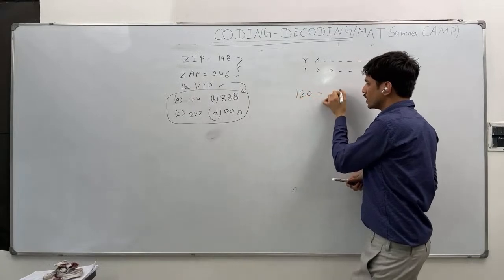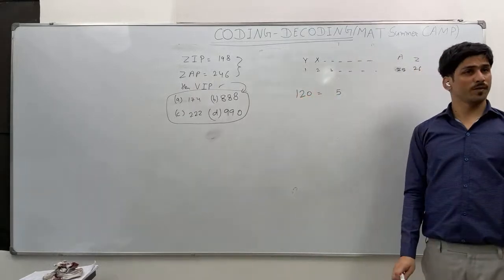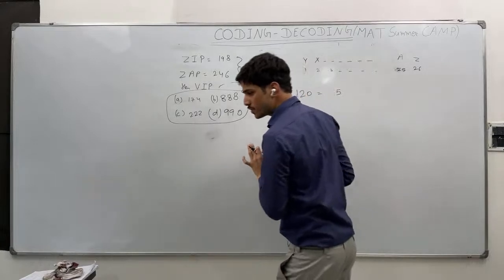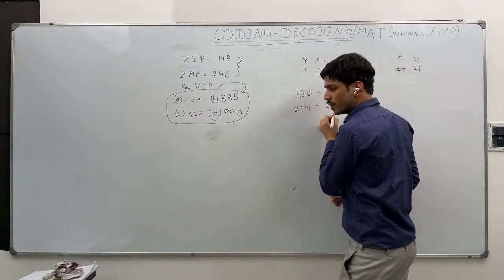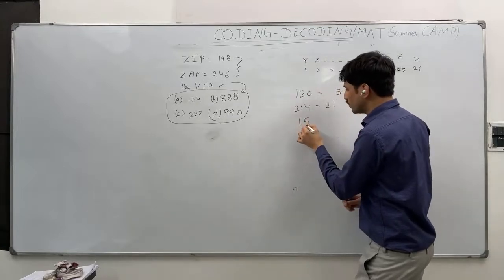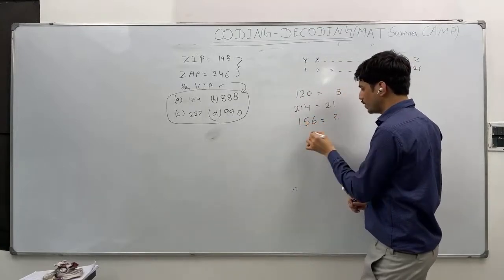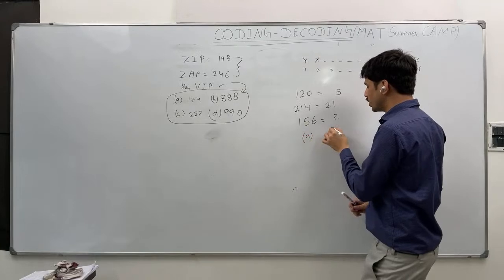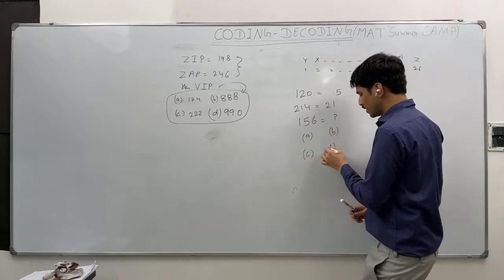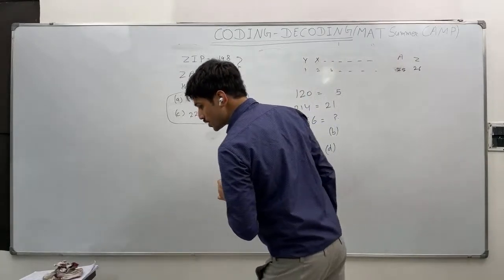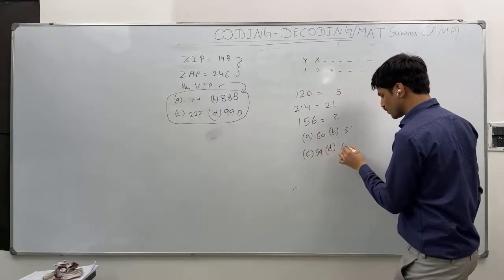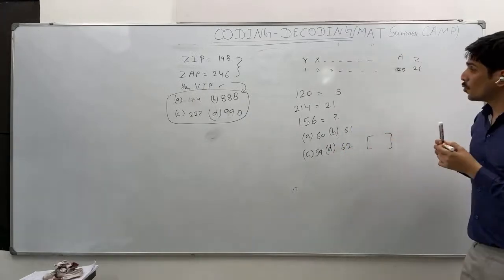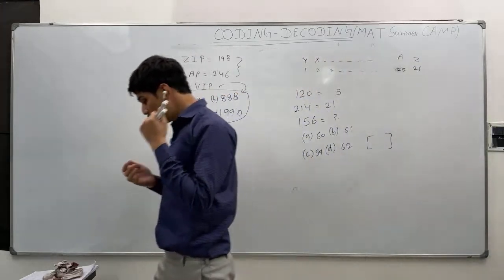Next question we will do. Let's say 120 equal to 5. Okay, 120 equal to 5. Next we have 214 is equal to 21, and then tell me what is 156 equal to. Then I'm giving you 4 options. You just need to know that logic, how you are getting it. Then 60, 61, 59, and 62. There are 4 numbers given. 120 equal to 5, but we don't know how we are getting 5.